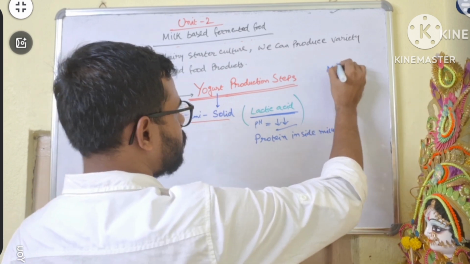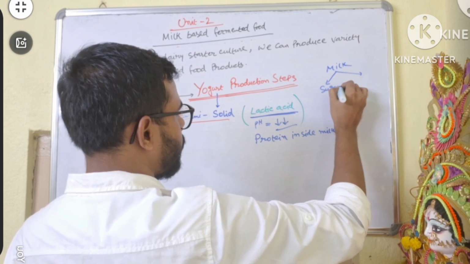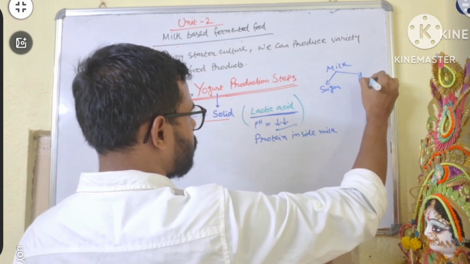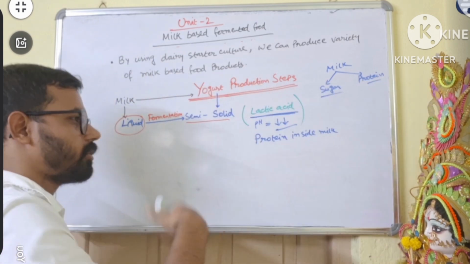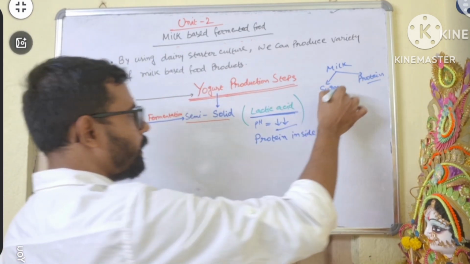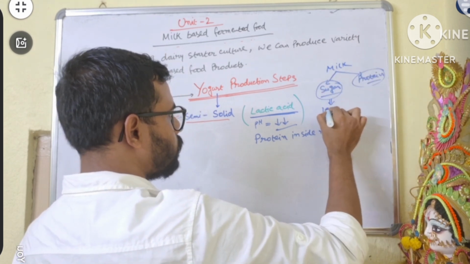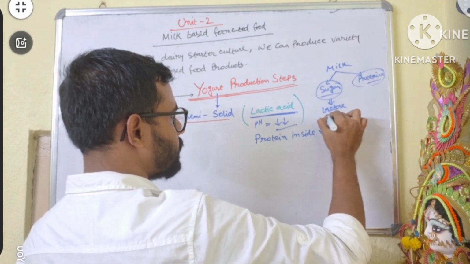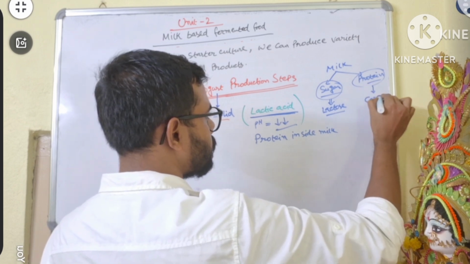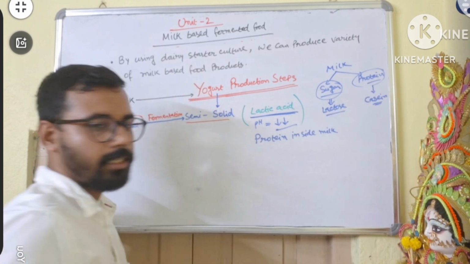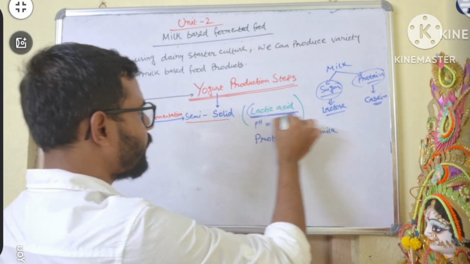So milk has two important components. One is sugar and the other is protein, and some other nutrients are also there, some calcium, magnesium, etc. Minerals are there. But the main two components are sugar and protein. The milk sugar is called lactose. We know that it's a disaccharide, and the milk protein is casein.